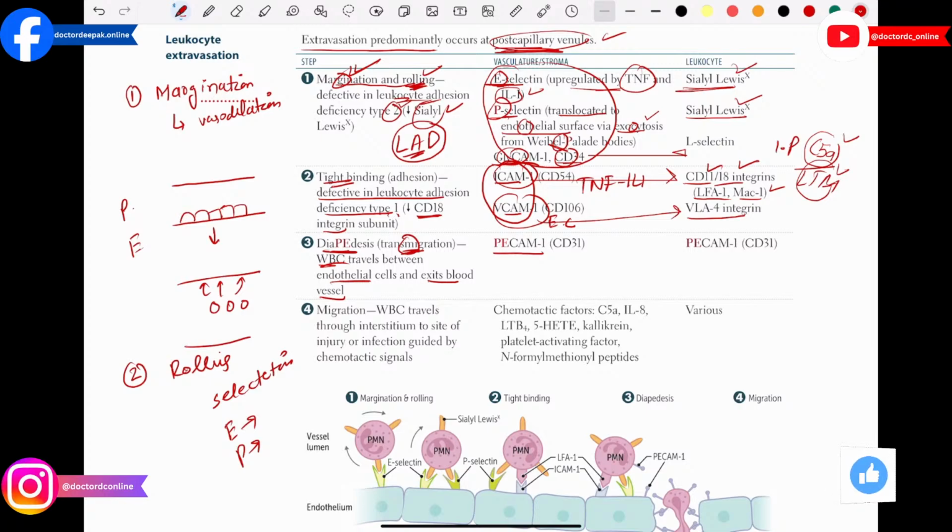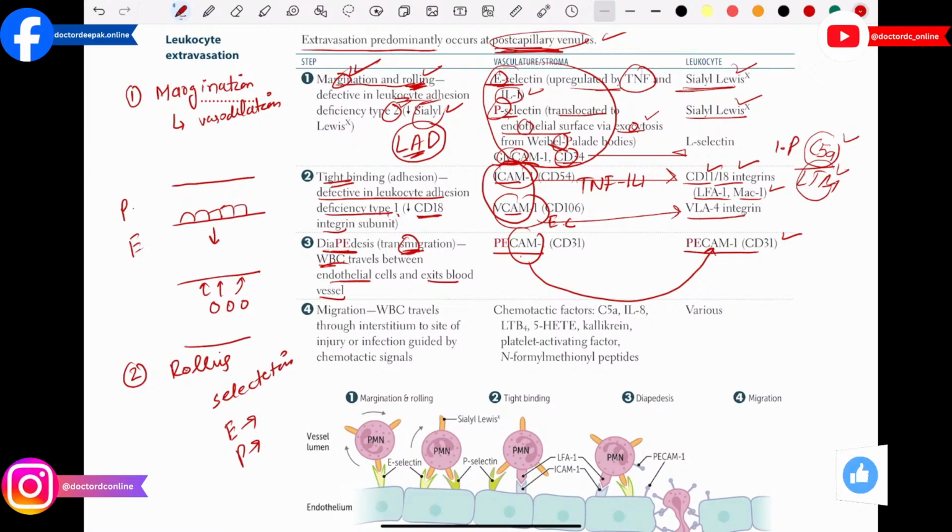So basically we have the PECAM-1, which is also called CD31, that is present on the vascular endothelial cell, and on the leukocyte we have the PECAM-1, which is also CD31. So there is an interaction which is going to occur between the PECAM-1 on the endothelial cell and the PECAM-1 on the leukocyte, and this interaction is going to help diapedesis. So this is the interaction which is going to help the white blood cells exit. So this is the third step which you guys have to remember.